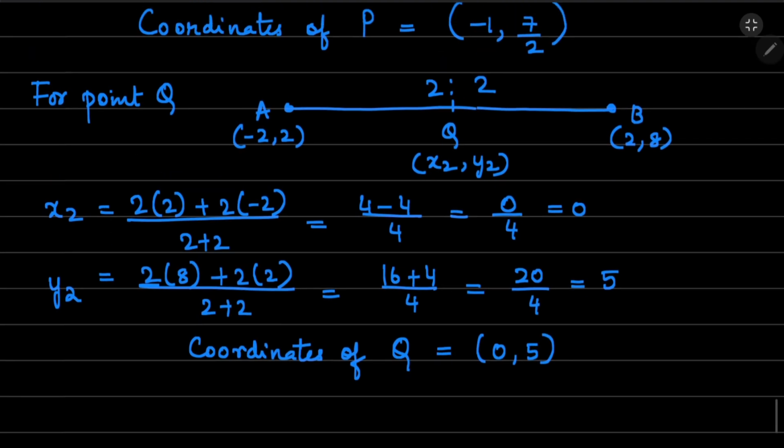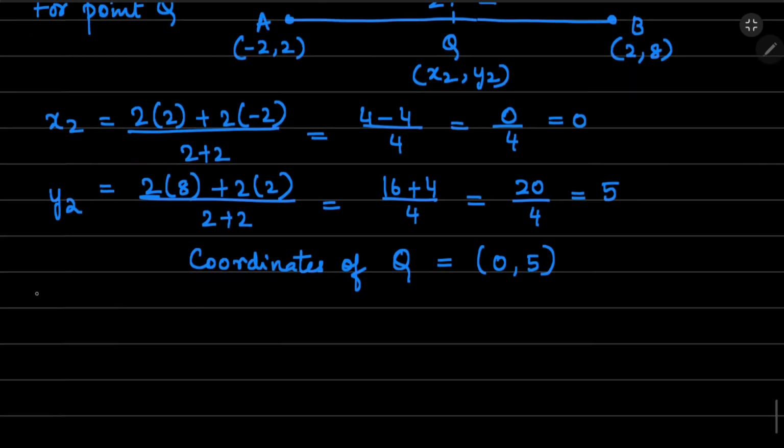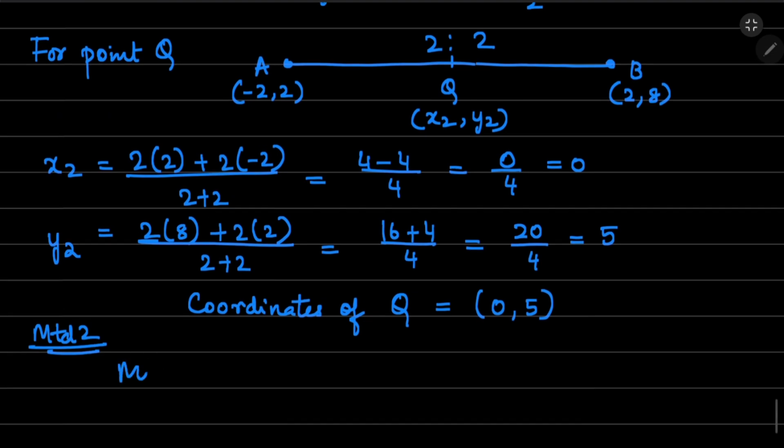This is one way of doing, right? The other method is, since you know 2 is to 2 means you can cancel, right? This is equal to 1 is to 1. So Q will be the midpoint. Okay, this is method 2. You can use the midpoint formula. So using the midpoint formula, how will you calculate x2? x2 equal to (x1 plus x2) by 2, right? So this is equal to (minus 2 plus 2) by 2, which is 0 by 2, which is 0.